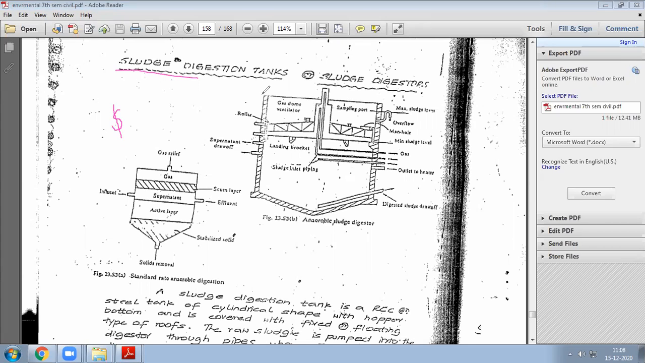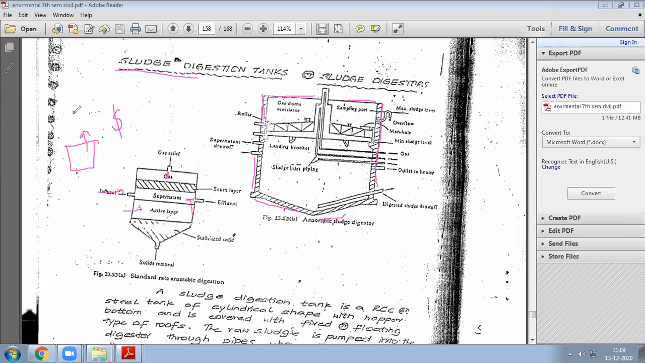Okay, so it's simply a closed vessel. If you see this, it is completely closed, right? It's a completely closed vessel, and they will pass the influent here. Some supernatant liquid starts forming here. Some active layer is also there, and gases are also released. You already know that in many processes, if you keep it in a closed container, the gases start coming up.